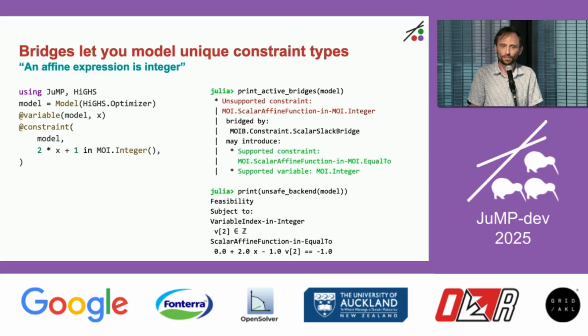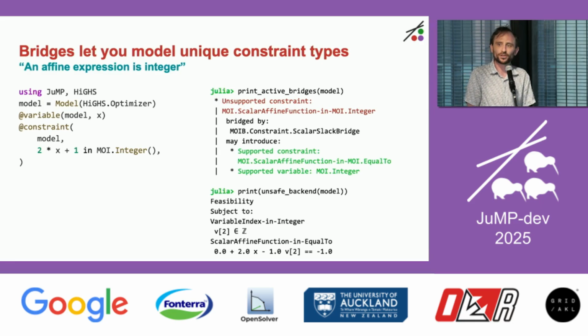So one example of a bridge in action is this model. We're using HiGHS as the solver, and we've written down the constraint that 2x plus 1 lies inside the set Integer. This is not normally a constraint that you might write down in a typical mathematical modeling package, and HiGHS doesn't natively know how to support this affine function lies inside the set Integer.